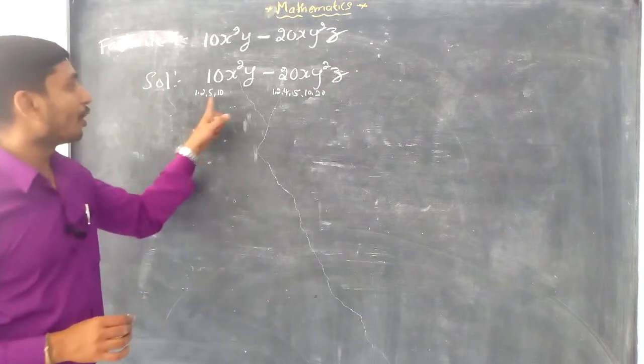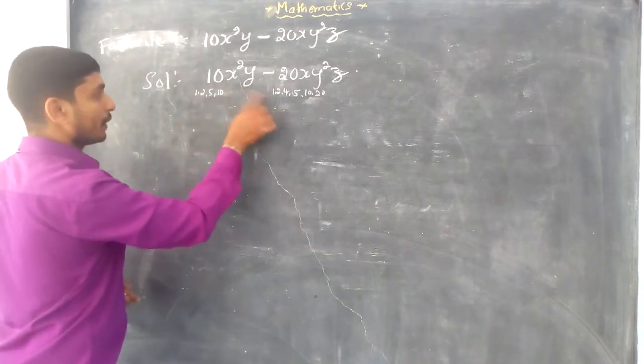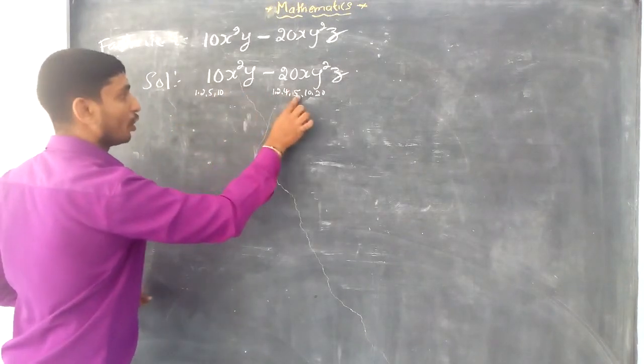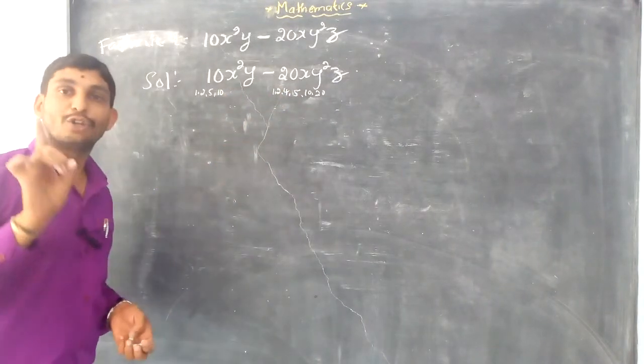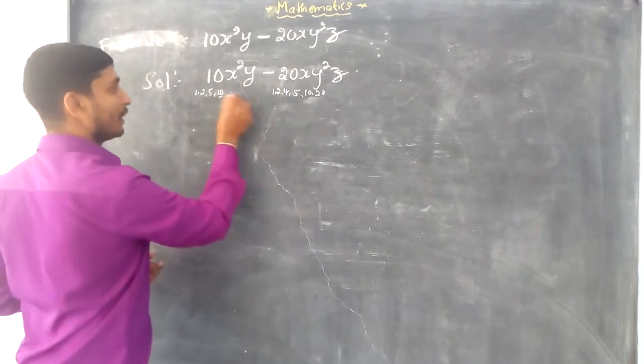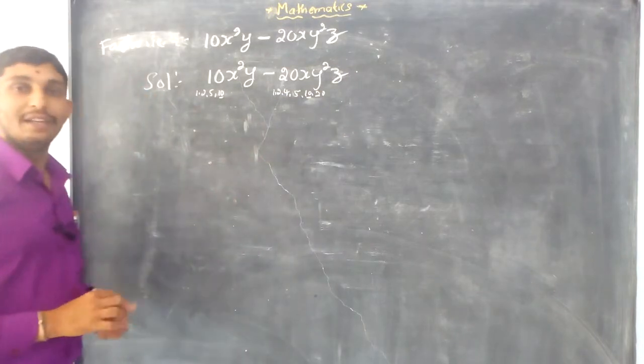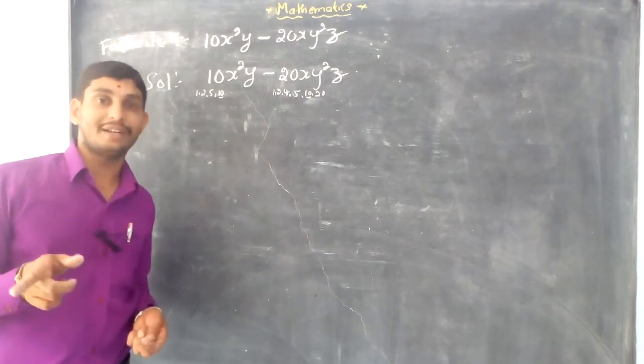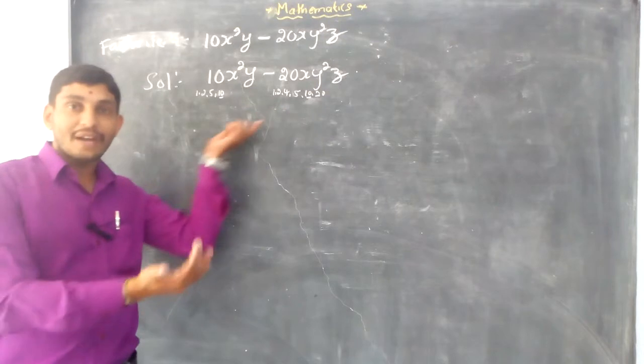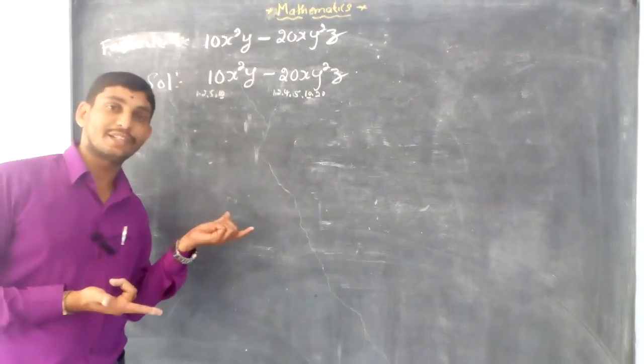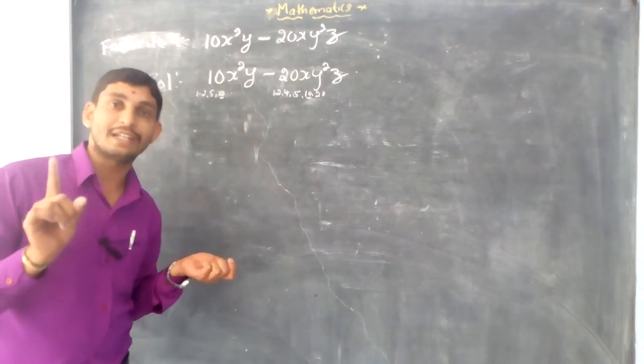ಈಗ ಇವೆರಡರ ಕಾಮನ್ ಯಾವ್ದಿದೆ ನೋಡಬೇಕು. 1 ಕಾಮನ್, 2 is ಕಾಮನ್, 5 is ಕಾಮನ್, 10 is ಕಾಮನ್. ಅದರಲ್ಲಿ ದೊಡ್ಡ ನಂಬರ್ ತೆಗಿಬೇಕು. ದೊಡ್ಡ ನಂಬರ್ ಅಂದ್ರೆ ಎರಡರಲ್ಲಿ ಯಾವ್ದಿದೆ? 10 ಇದೆ. That's why this method is called taking common factor method. ಇದರಲ್ಲಿರೋ ಕಾಮನ್ ಫ್ಯಾಕ್ಟರ್ ನ ಹೊರಗಡೆ ತೆಗಿತಾ ಇದೀವಿ. That's why this method is called taking common factor method.